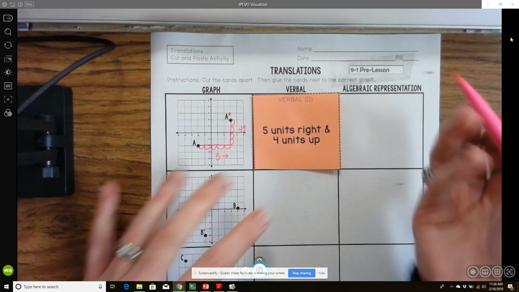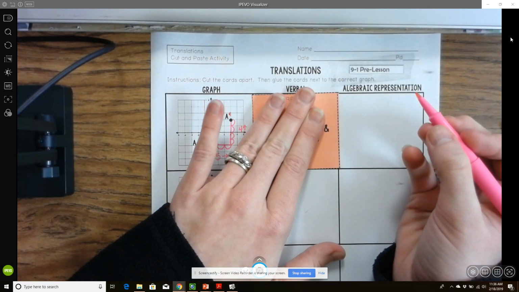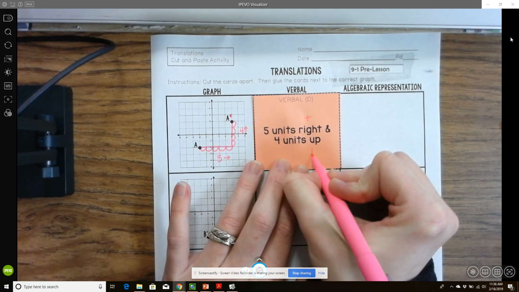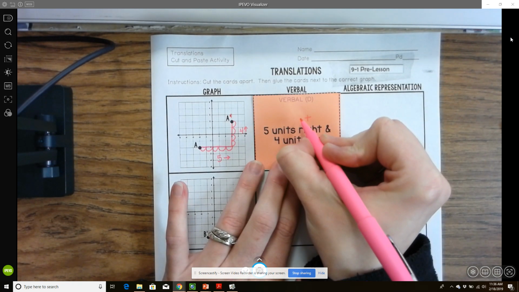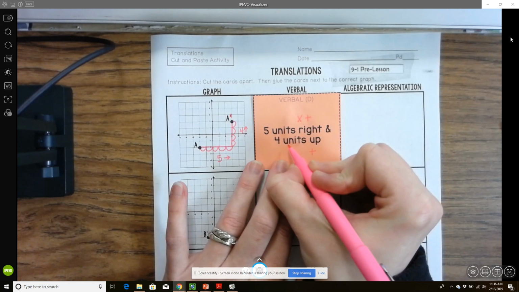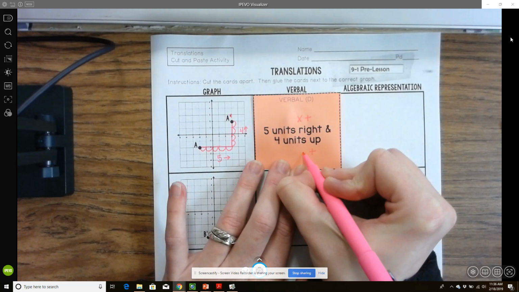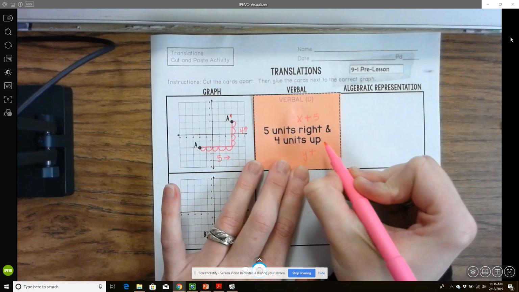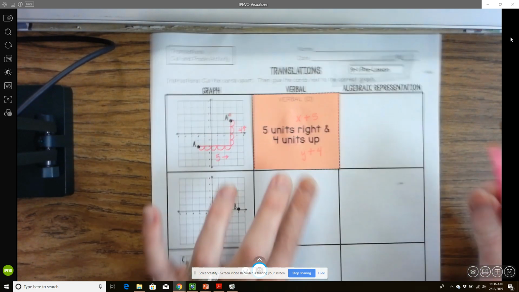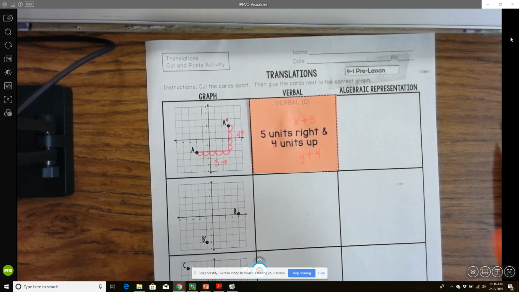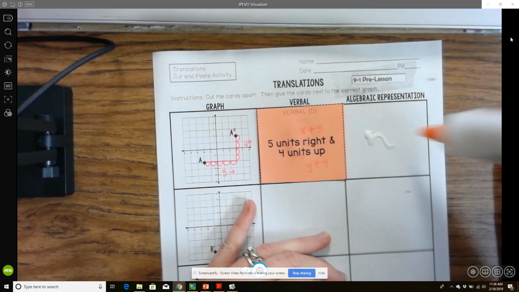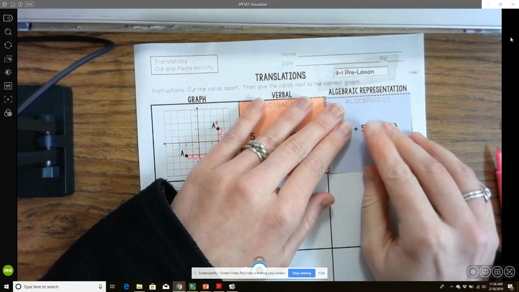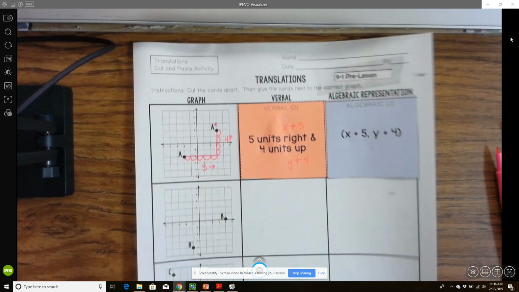So to write that, remember, if we go to the right, we're adding. And if we go up, we're adding. And left and right is X. And up and down is Y. So I would look for the one where I'm adding 5 to the X and I'm adding 4 to the Y. And that will be the purple card. And that one will look like this: X plus 5, Y plus 4.